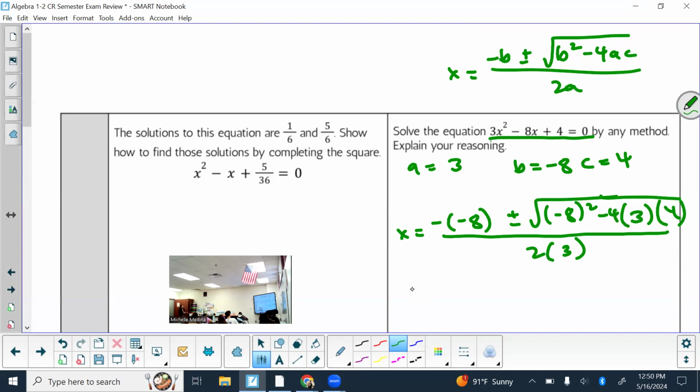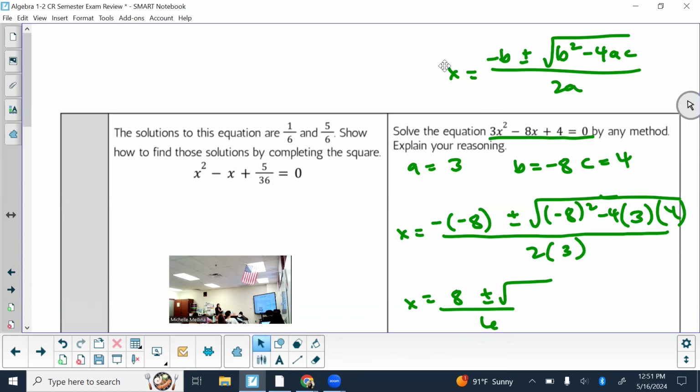So then after that, I would start simplifying. What happens with this double negative? It becomes a positive. What's under the square root symbol, I would just put that all in my calculator. I wouldn't try to do any of it myself. On the denominator, 2 times 3 is. So I just need to put what's under my square root symbol in the calculator.